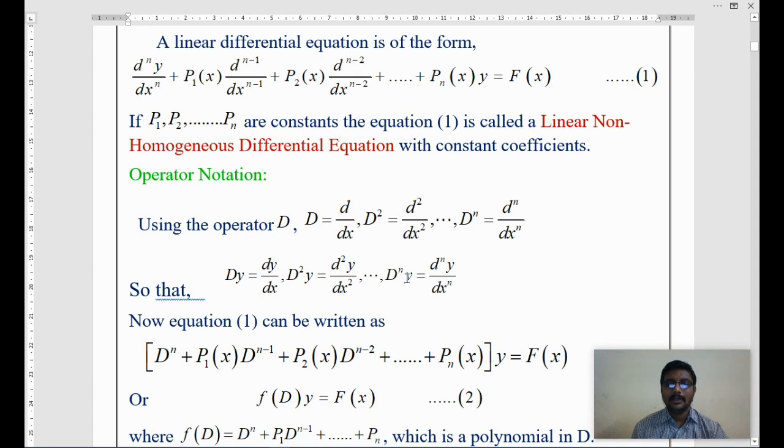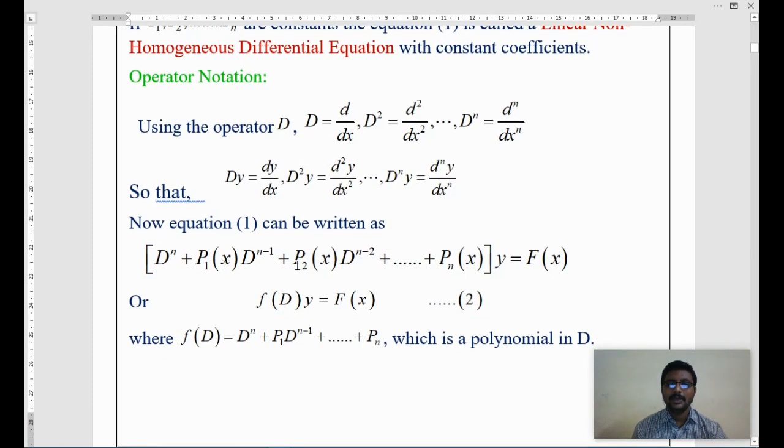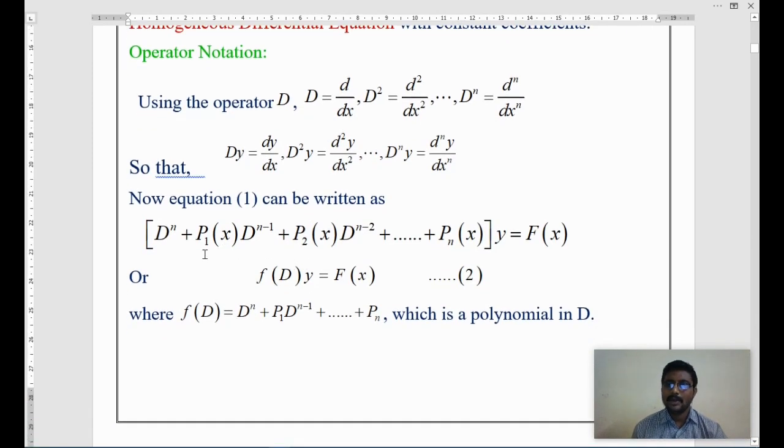Now substituting all these in the above equation 1, the equation becomes D^n + p1 D^(n-1) + p2 D^(n-2) + and so on + pn, of y, equal to f(x). Simply we can write it as f(D) y = f(x). Let it be equation 2. This is known as the operator form of the given nth order differential equation, where f(D) is D^n + p1 D^(n-1) + p2 D^(n-2) + and so on + pn, which is a polynomial function in D.